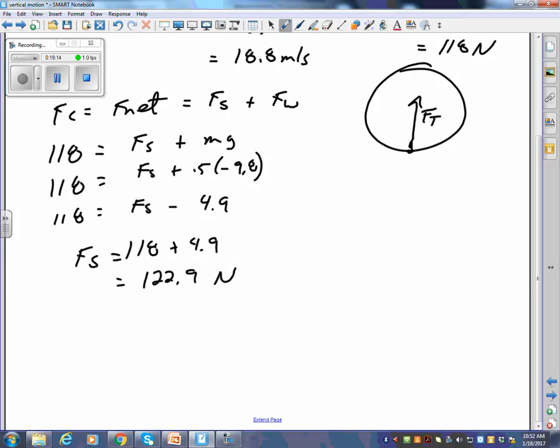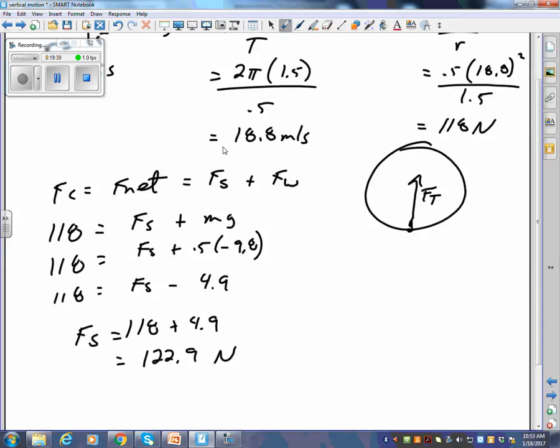Does that make sense with that master statement that we had, that the string tension at the bottom must be more? It does. And I would urge you, when you've done a question like this, to stop and think: does this make sense with what I intuitively know? Is it more when it's supposed to be? Okay, so this is all, of course, at the bottom.